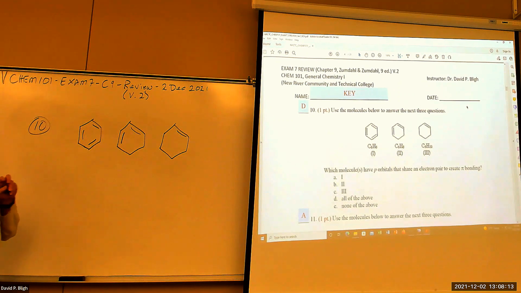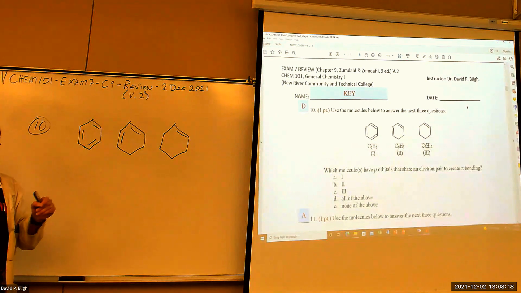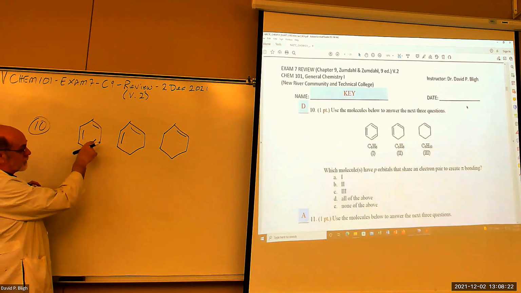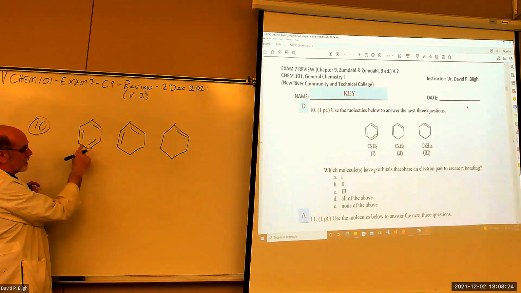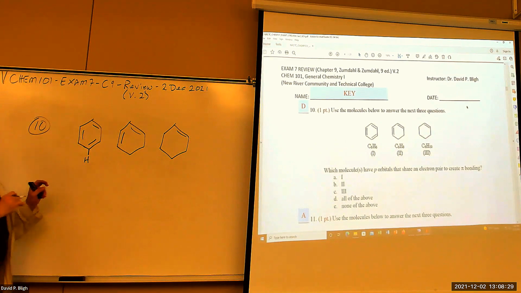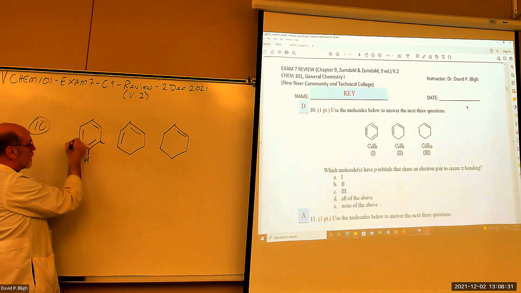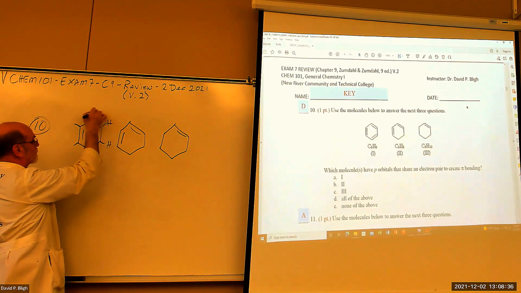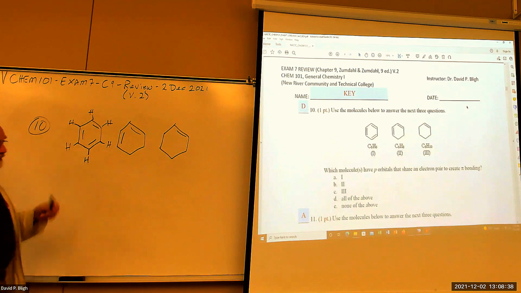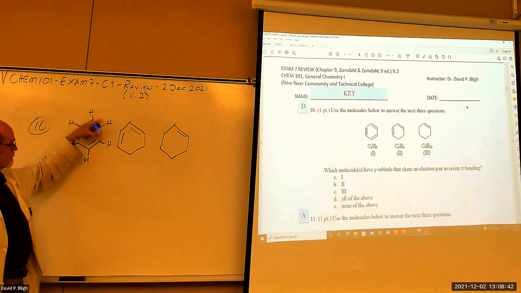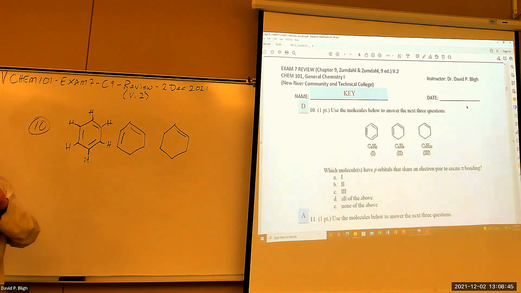Okay, and carbons form 4 bonds each, somewhere or other. If it's at all possible, they form 4 bonds. So if you've got 1, 2, 3 bonds here, that means the 4th one is understood to be a hydrogen. So that means hydrogens all around here. Okay. That's why the formula is C6H6, right? 6 carbons, 6 hydrogens.